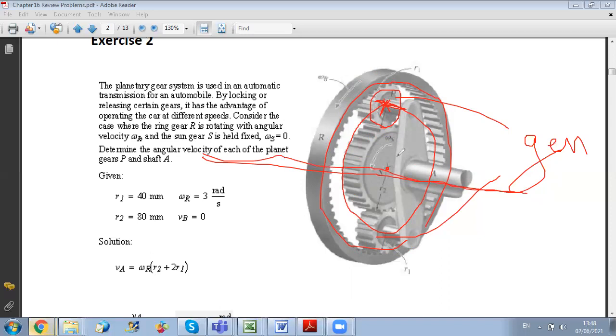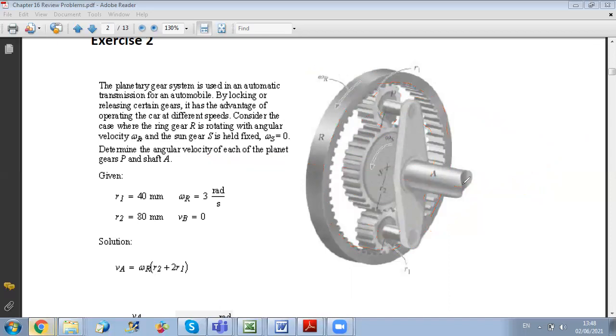Okay, so we can say here that the omega R, the big gear R, is doing rotation about a fixed axis. The shaft A is also rotating about a fixed axis. The only one that has general plane motion is P, because its axis is not fixed: the axis passing through its center is moving since O is moving, and at the same time the gear is rotating about its axis. So we have general motion in this case.